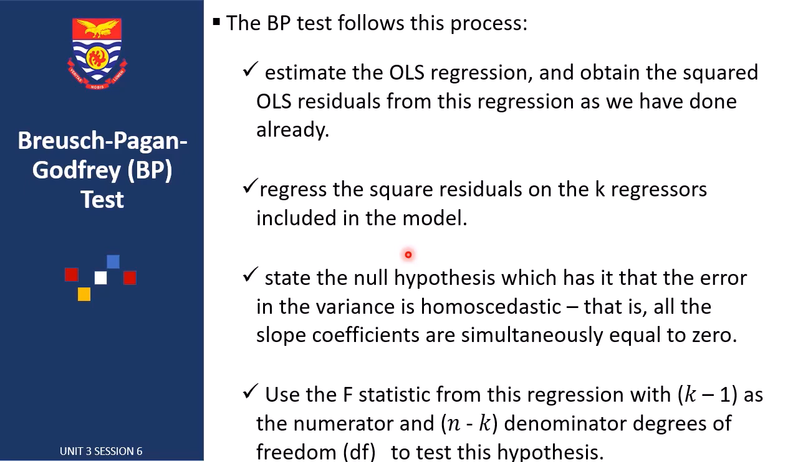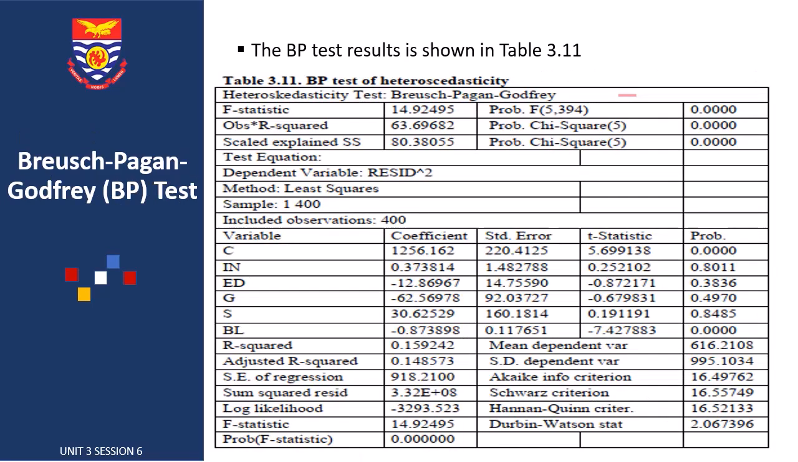Then we use the F statistic from this regression analysis after the Breusch-Pagan test as a means of evaluating the significance or otherwise of our results. Table 3.11 is the result of our Breusch-Pagan test, which we ran on our previous regression model for the estimation of the credit ratings of the customers of a bank.